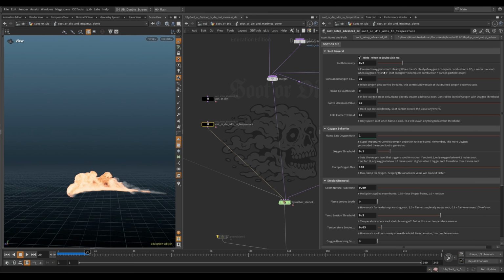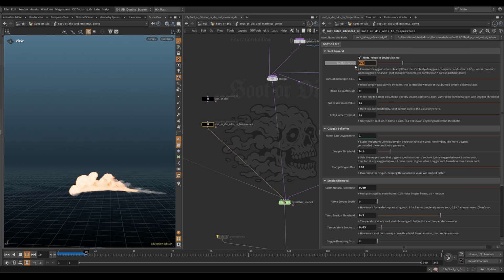So fire needs oxygen to burn cleanly. When there's plenty of oxygen, that equals complete combustion, CO2 plus water, no soot. When oxygen is starved, not enough, that equals incomplete combustion, equals carbon particles, which is soot. So this is just our soot intensity. This is when oxygen gets burned by flame, how much of that soot do we want? So that is coming from here.